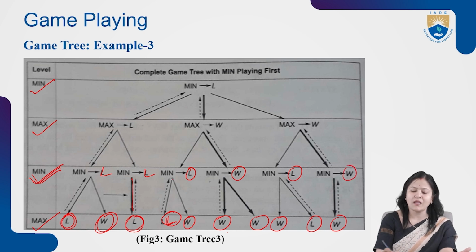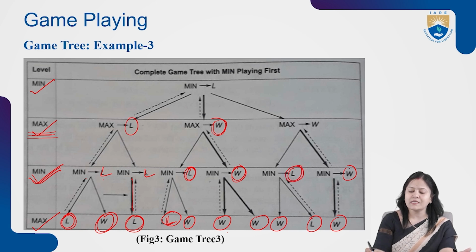Now the status level will be propagated to the max player. Both the successors are L, so definitely the parent would be L. Here one successor is L, another one is W, so definitely the parent would be W. While calculating the parent, just check whether it is present in the max player or the min player. Based on that, you follow the strategy and assign the status level.